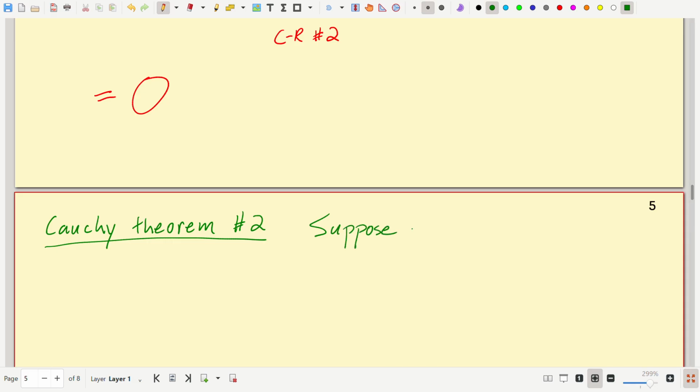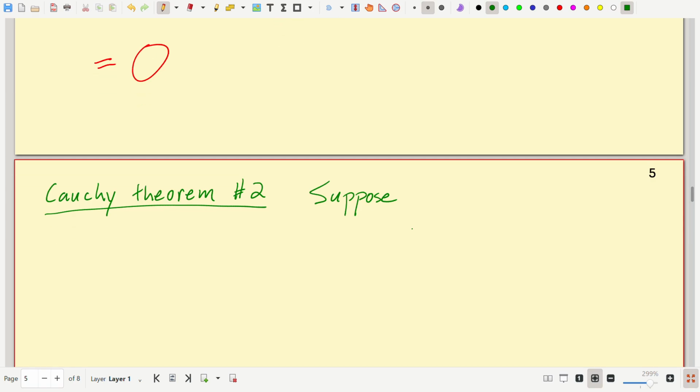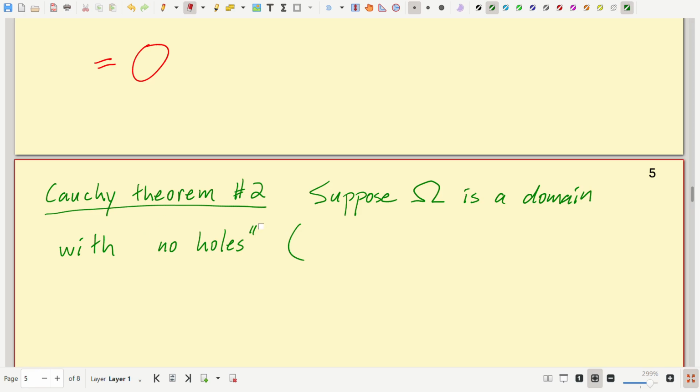notice the inside of that curve gamma didn't have any holes. That is always the case. So suppose omega is a domain with no holes. Okay, that's not a very mathematical term. But in mathematics, there's this fancy thing that says that this is a simply connected domain. That's the fancy word for no holes.